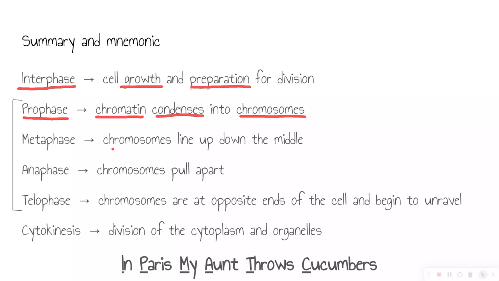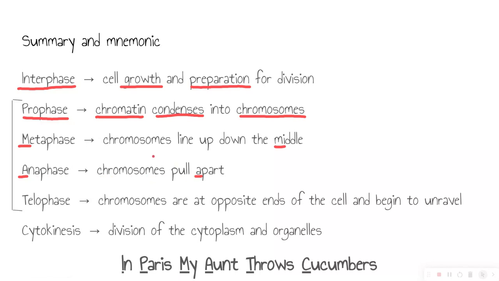Next, the cell is going to go into metaphase. And remember, the chromosomes are going to line up down the middle. M is for middle, M is for metaphase. So in metaphase, all of these chromosomes are lined up down the middle of the cell. In anaphase, those chromosomes, the sister chromatids, are going to pull apart. A is for apart, A is for anaphase. So in anaphase, those sister chromatids are going to pull apart.